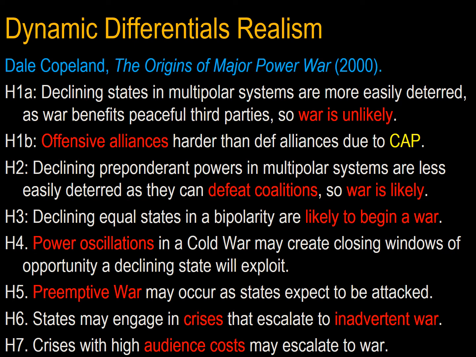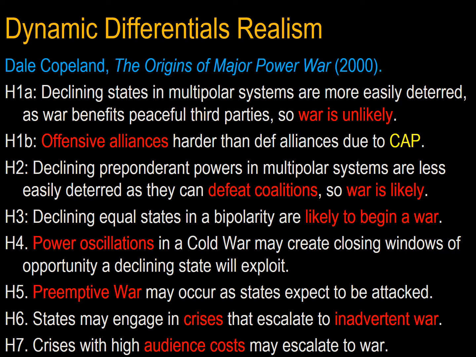Hypothesis 4. Power oscillations in a Cold War, or basically a deterrent confrontation, may create closing windows of opportunity that a declining state will exploit. So China today is about 60% or 70% of the American economy. Perhaps when China's 80 or 90% of the U.S. economy, the U.S. military will have one last chance to confront China.